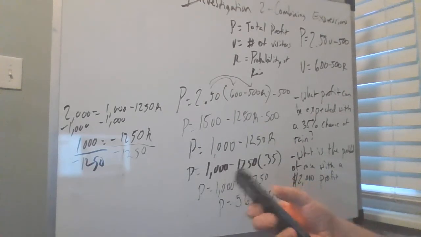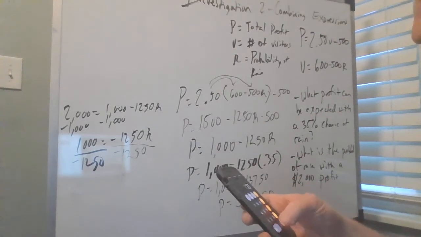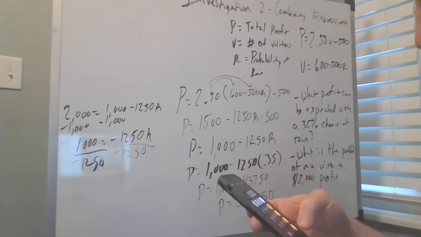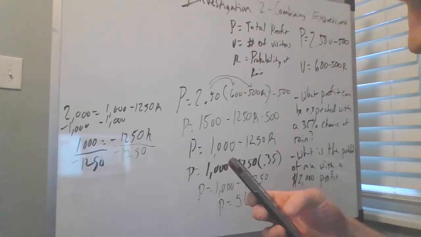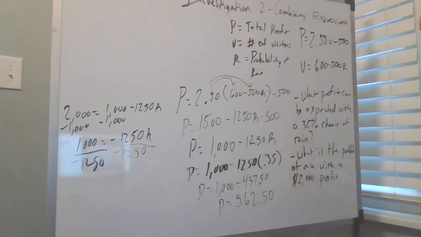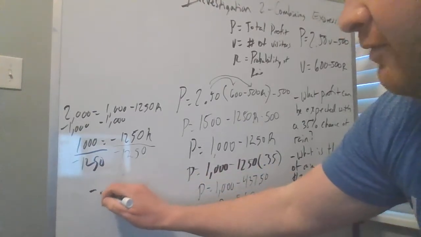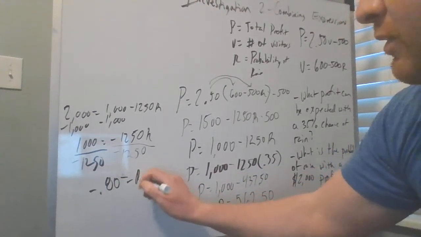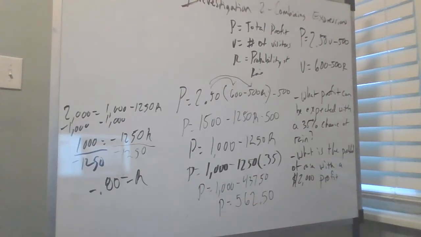So the reason I know this answer is wrong is because I'm going to get a negative answer. So I would do 1,000 divided by negative 1250. And I'm getting an answer of negative 0.80 equals R. So there was a mistake there. And the mistake was my situation right here.